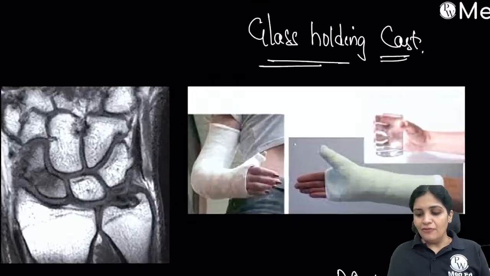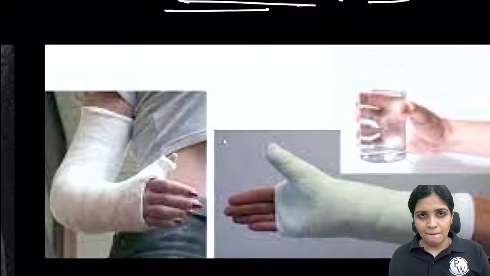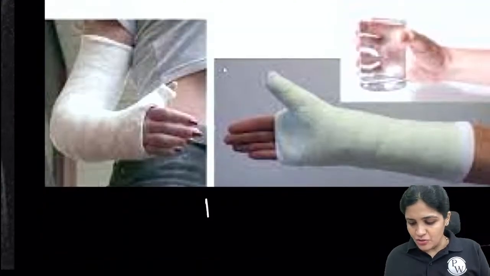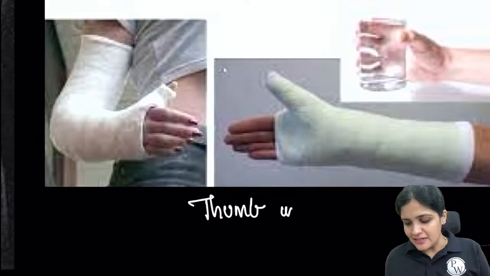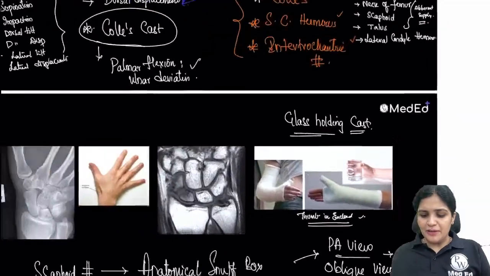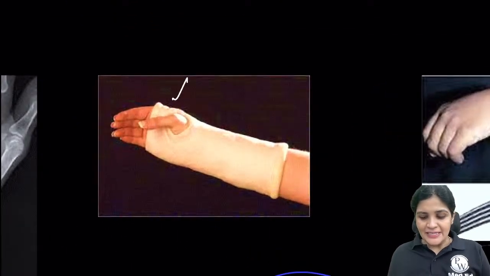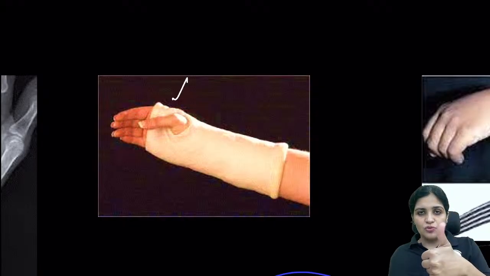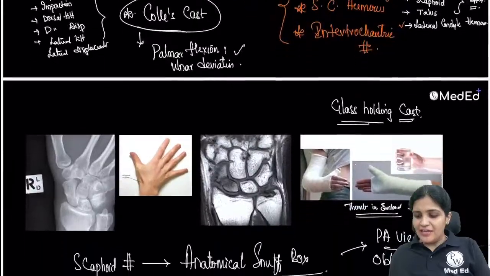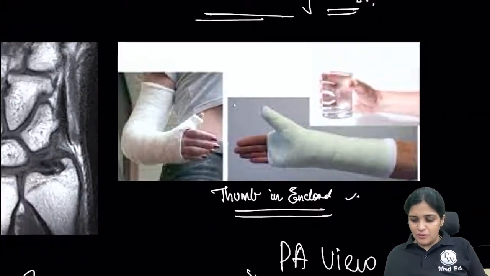Okay. Now how do you identify whether this is a Colles cast and this is a glass holding cast? Thumb. Very good. So the thumb is enclosed in scaphoid. In the exam, we tend to get confused, right? So sometimes we might mistakenly identify Colles as glass holding cast. If you see, the thumb is free in case of Colles cast, so you will also ask the patient to do the movements of the thumb. Whereas in scaphoid cast, we enclose the thumb. That is the major difference which you have to remember.